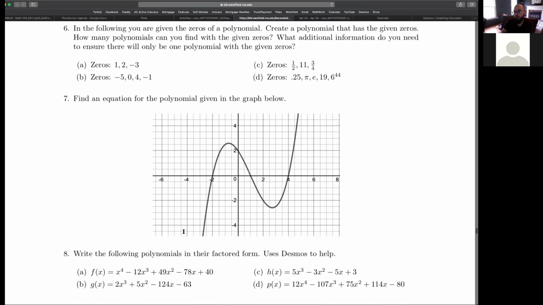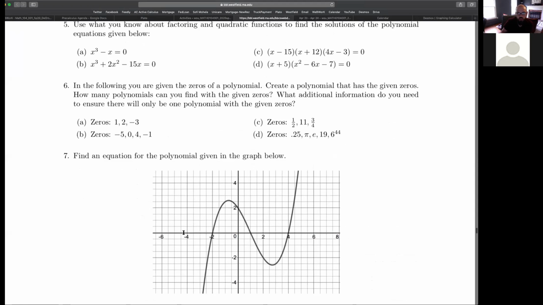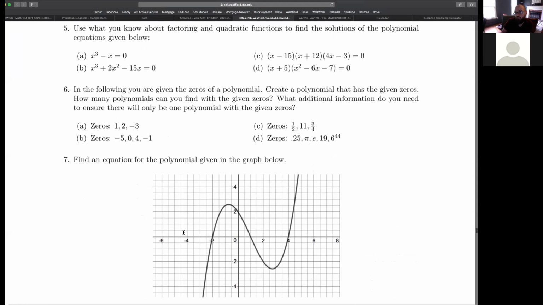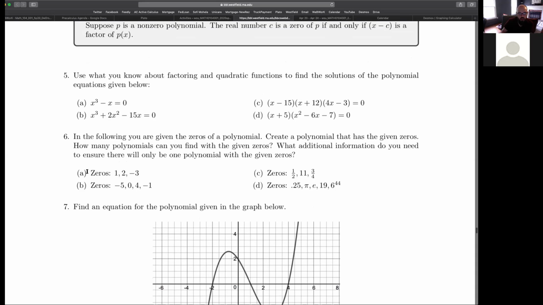I don't think it's due till the end of next week, but what we'll do next week is start thinking about how we could create our own polynomials. If I give you some information, like what the zeros are, can you create a polynomial with those zeros? And is that enough information to determine the polynomial exactly? Like if I give you these 3 zeros, 1, 2, and -3, how many different polynomials are there that have those zeros? Is there only one?